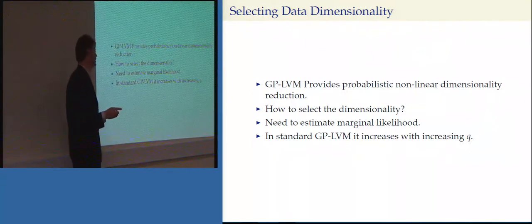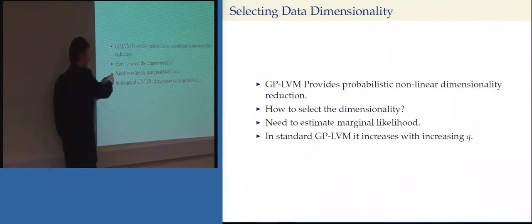In particular, how do we select the dimensionality that we choose? We just have to fix Q at the beginning, just as we did with PCA, and then use that dimensionality. And to do that, we need to estimate the marginal likelihood of the associated model with x integrated out. Or we might be in a domain where there is uncertainty about x.